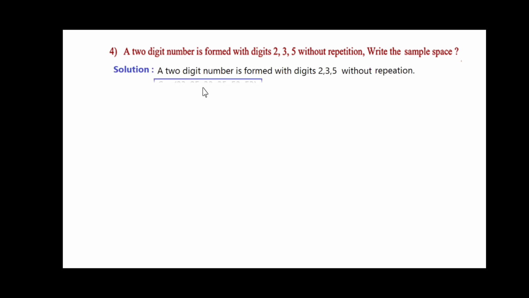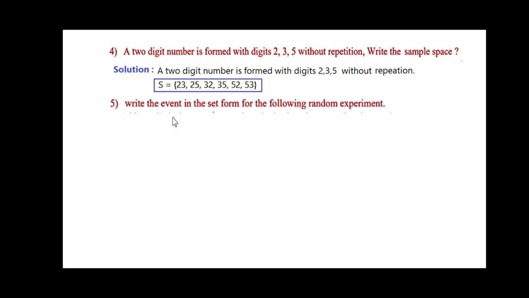Friends, a 2-digit number is formed with the digits 2, 3, 5 without repetition. When you consider 2 and 3, that is 23, 2 and 5, that is 25. When you take 3 as the tens place, 3 and 2 gives 32. 3, 3 will not be there. 3, 5, 35 will be there. Next, when you consider 5 as the tens place, 5 and 2 gives 52, and 5 and 3 gives 53. So the sample space will be 23, 25, 32, 35, 52 and 53.